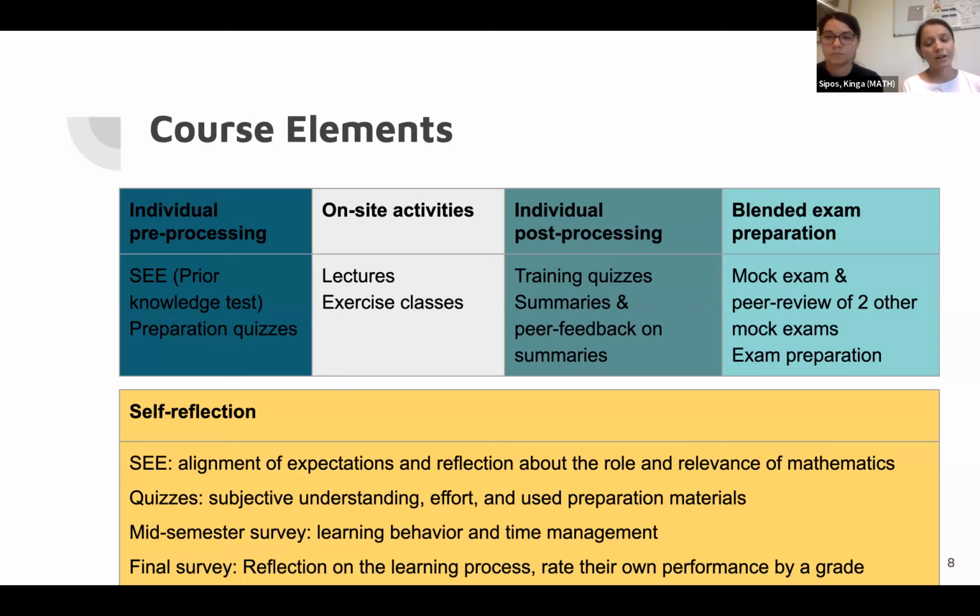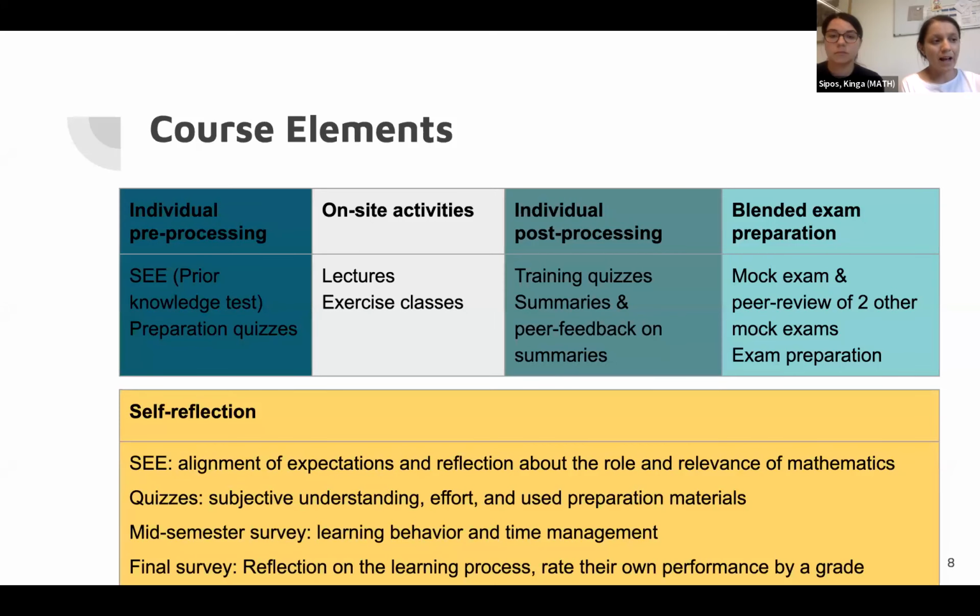And we have a set of individual post-processing activities as well, where students can deepen their understanding and practice the new skills, namely in the training quizzes, and they can ease the preparation for the exams by creating summaries every second week, respectively evaluating the summaries or giving some peer feedback on the summaries of 2 peers every second week.